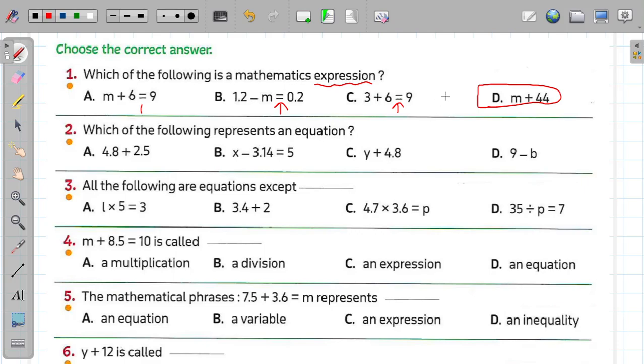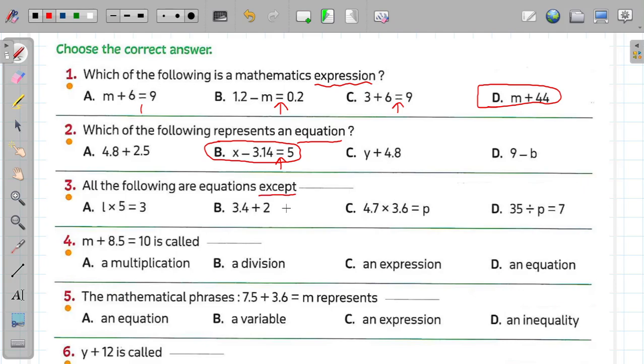The second one here: which of the following represents an equation? So I will search for the equal sign. The first one here does not have an equal sign. The second one here has an equal sign. The others do not have an equal sign. So I will choose the second one as my choice. Next one says: all the following are equations except.